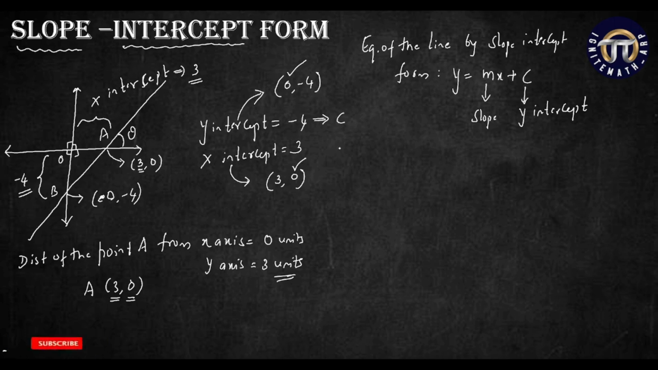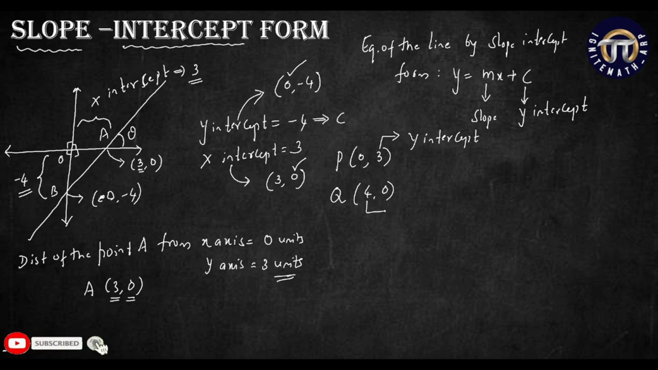So children, I will just ask you some questions over here. If I am saying point 0 comma 3 is lying on the line which is intersecting the x-axis and y-axis, what does this 3 represent over here? Can you tell me? This 3 represents the y-intercept. If the line is cutting the coordinate axis at the point 4 comma 0, what does this 4 indicate, children? This 4 indicates it's an x-intercept.